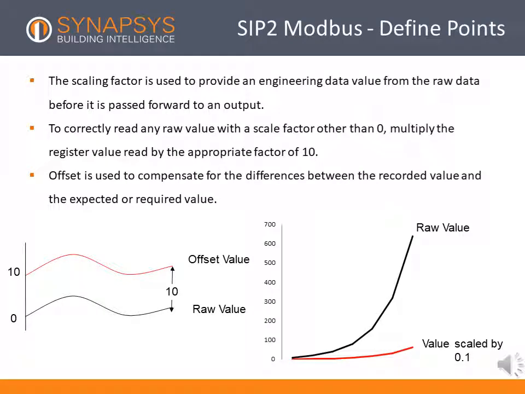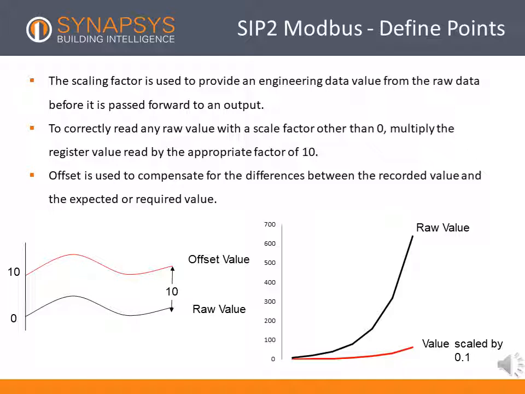The scaling factor allows a multiplication to be made to the value after the SIP2 has received it. In Modbus, only whole numbers can be sent, so if a decimal value is required, it would need to be scaled. For example, the value for a temperature sent from a meter might be 215, but the actual temperature value would be 21.5.